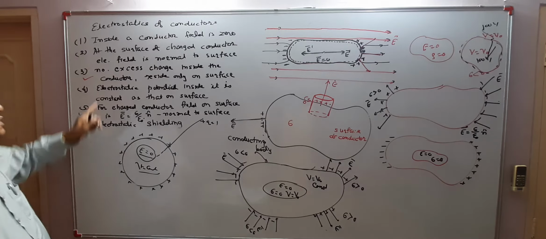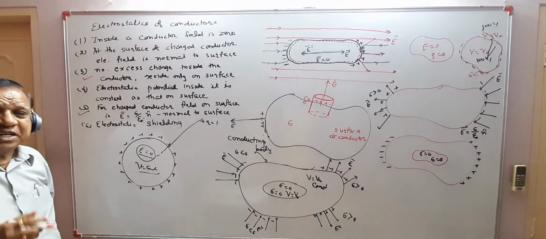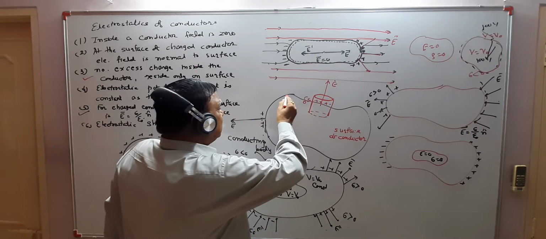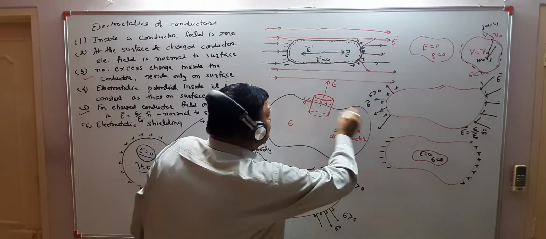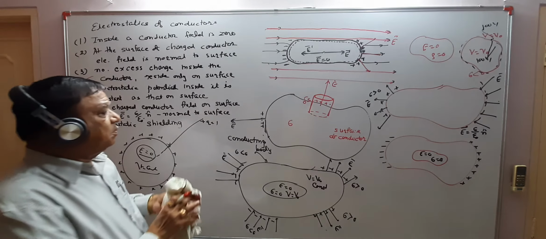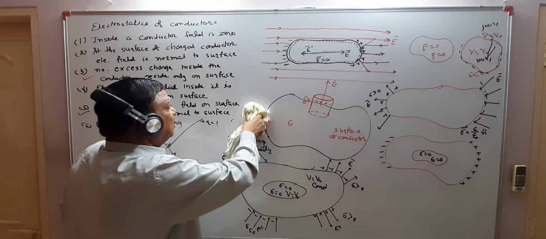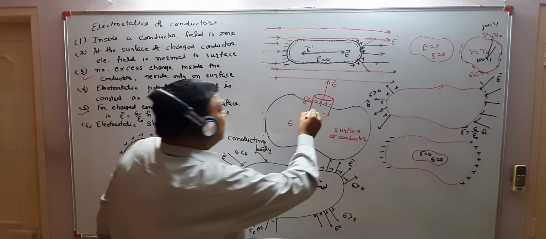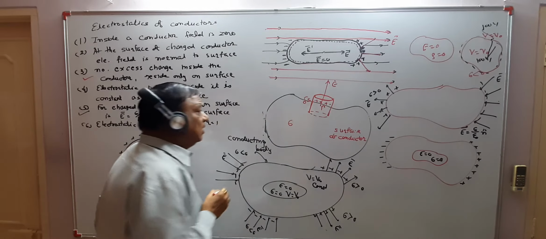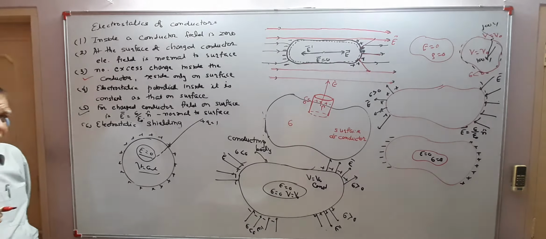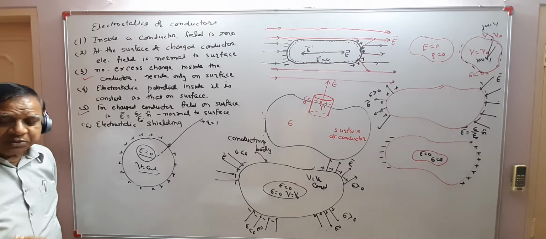Again, remember the first point, field inside the conductor is already 0. To prove this, consider this figure. Suppose the field is to be found at any point P. We have to apply Gauss law.